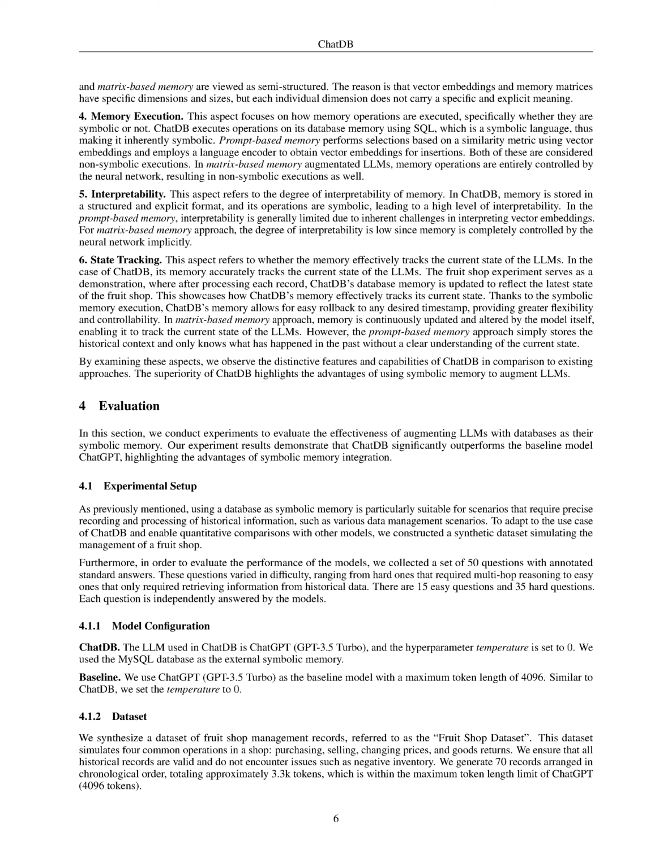5. Interpretability. This refers to how easily we can understand memory. With ChatDB, memory is stored in a structured and explicit format, and its operations are symbolic, so it's highly interpretable. Prompt-based memory is generally less interpretable because it's hard to interpret vector embeddings. For matrix-based memory, the interpretability is low since memory is completely controlled by the neural network implicitly.